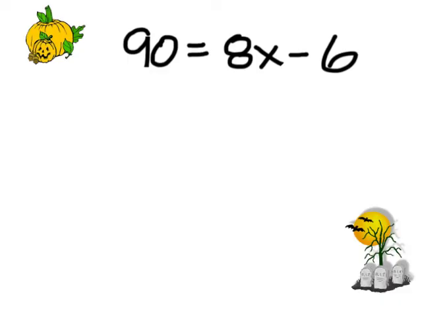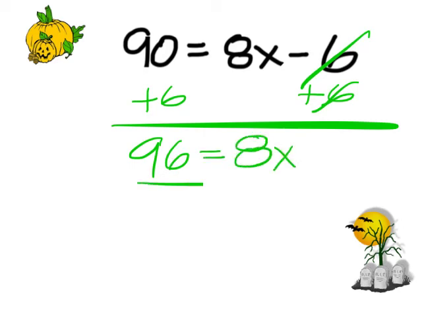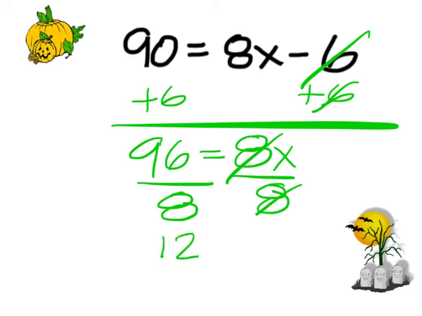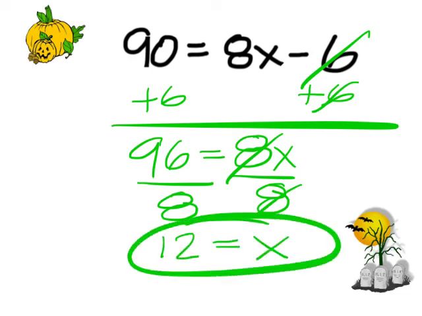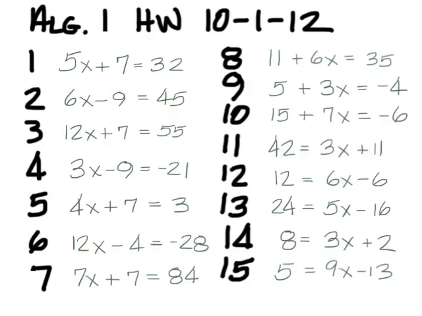Practice problem number 8. You should add 6 to both sides. These cancel out. 96 equals 8x. Divide both sides by 8, and you should get an answer of 12. Homework assignment is next.